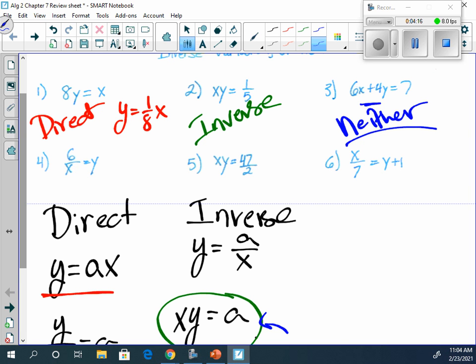So are there any questions on identifying direct, inverse, or neither for these first 6? Or are we good with these here? I think we're good here. Awesome. And if y'all have any questions, please let me know.